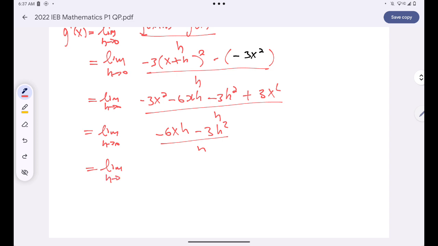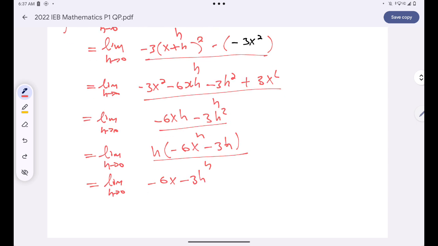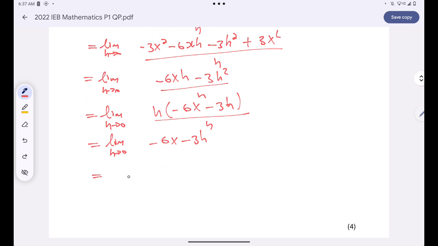Limit as h approaches 0. Take out a common factor of h. You'll be left with negative 6x minus 3h all over h. Limit as h approaches 0, we'll have negative 6x minus 3h. And now we can substitute 0 whenever we come across h, because we no longer have h at the denominator.